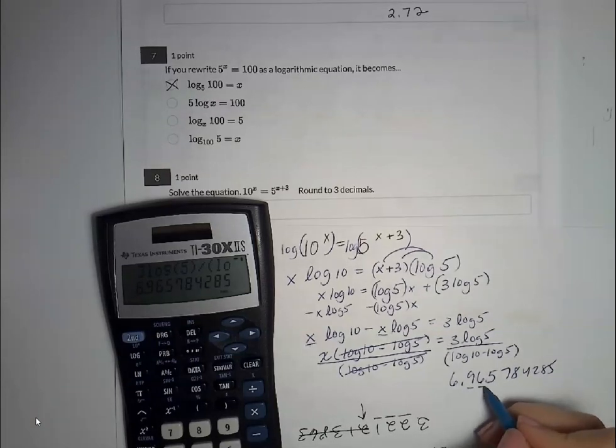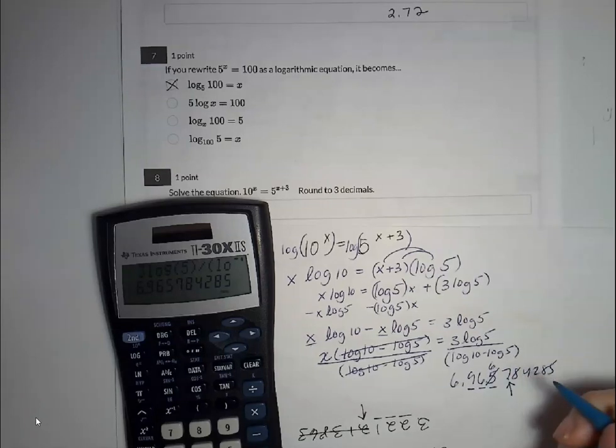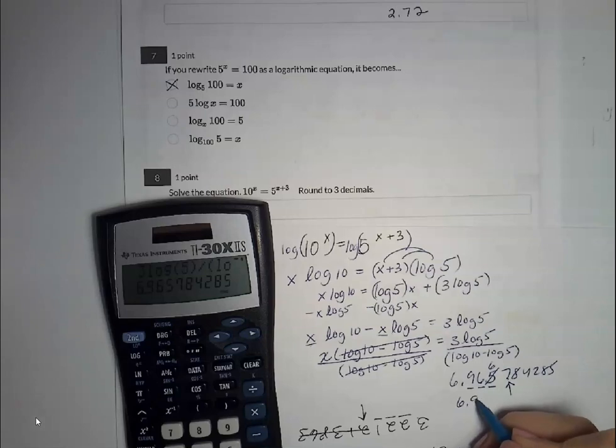So to round to 3 decimals, I look at the number to the right of the third decimal, and it's greater than 5, so I'm going to change this to be a 6. So 6.966 is my answer.